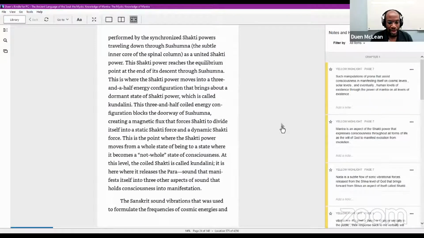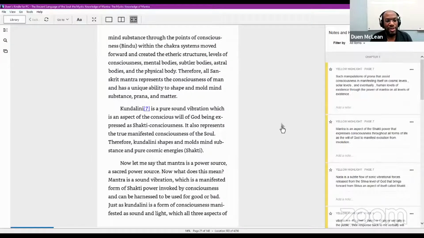These Sanskrit sound vibrations that were used to formulate the frequencies of cosmic energies and mind substance through the point of consciousness, Bindu, within the chakra system, moved forward and created the etheric structures, levels of consciousness, mental bodies, subtler bodies, astral bodies, and the physical body. Therefore, all Sanskrit mantra represents the consciousness of man and has a unique ability to shape and mold mind substance, prana, and matter.